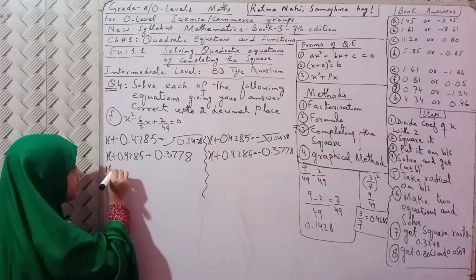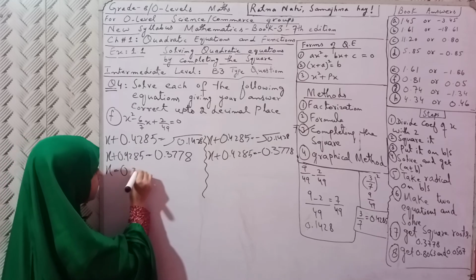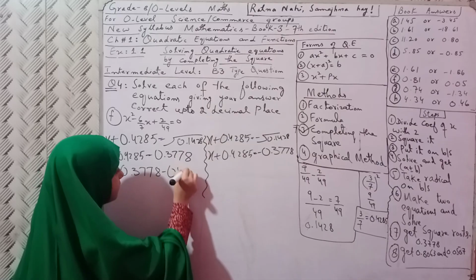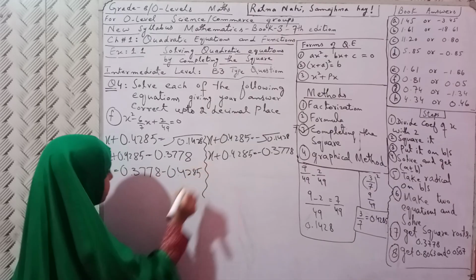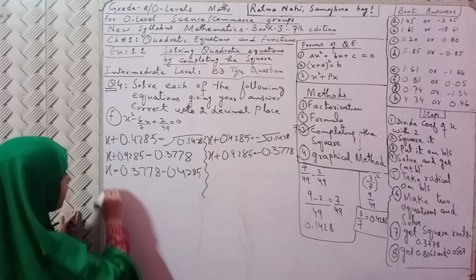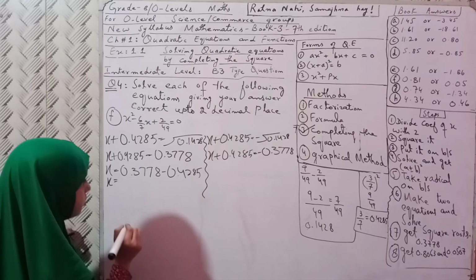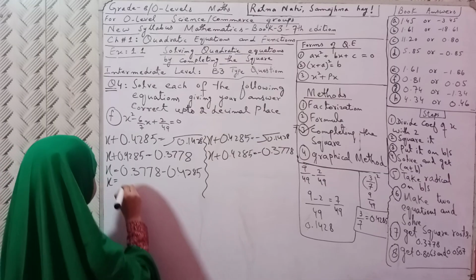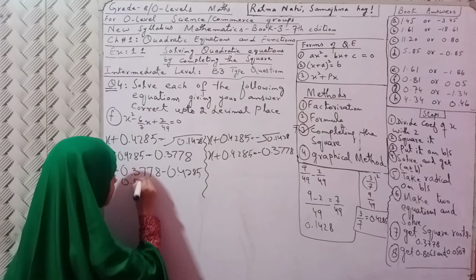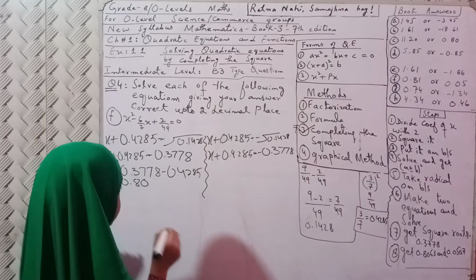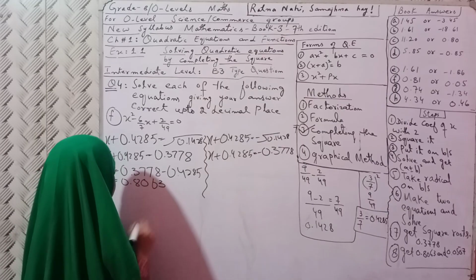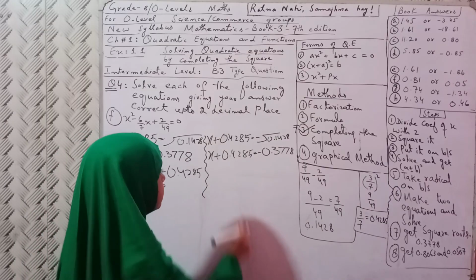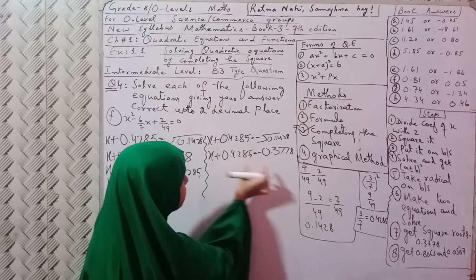So x is equal to 0.3778 minus 0.4285. Then we will solve this. x is equal to 0.8063. In the second one, this will go there.